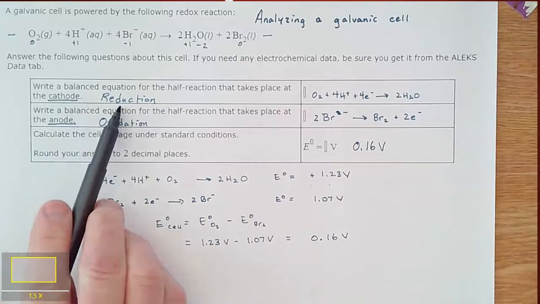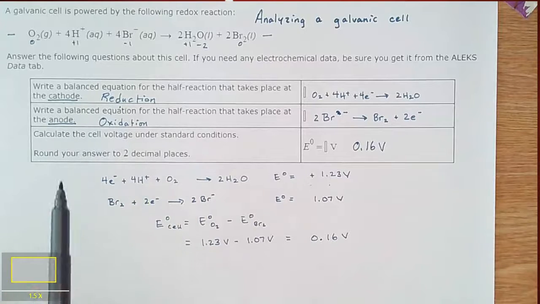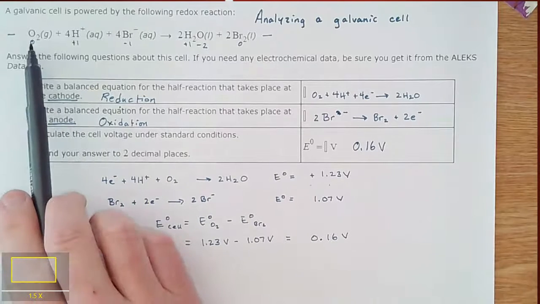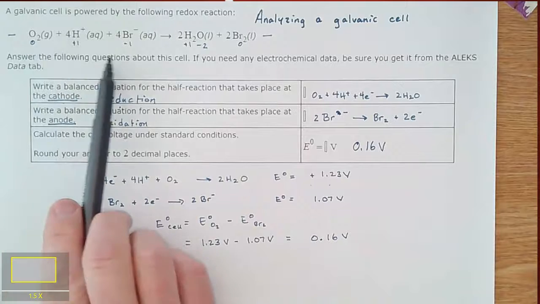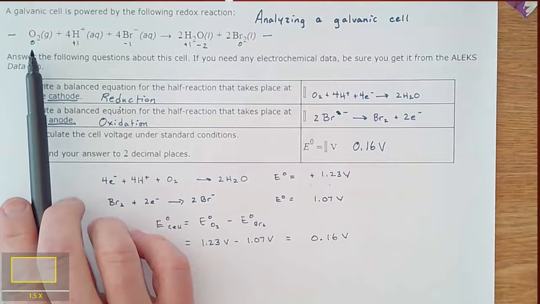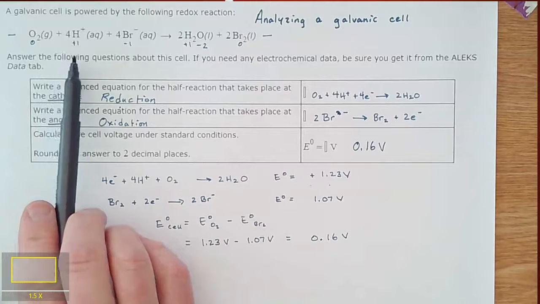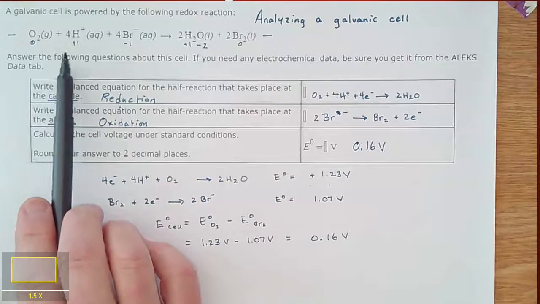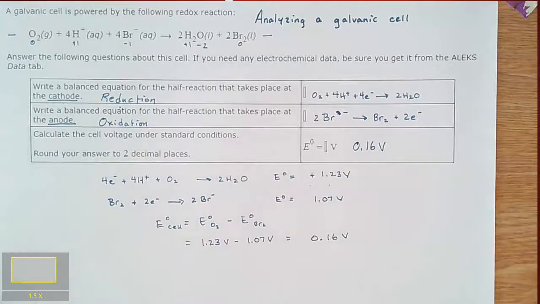Okay, so concepts here again. The cathode is the place where the reduction takes place. We need to be able to take an overall reaction and suss out what the oxidation reactions are and what the reduction reactions are, and you can use oxidation numbers as tools to get that done. And then we need to be able to combine E0 values to get E0 for the overall cell. That's it. Good luck.